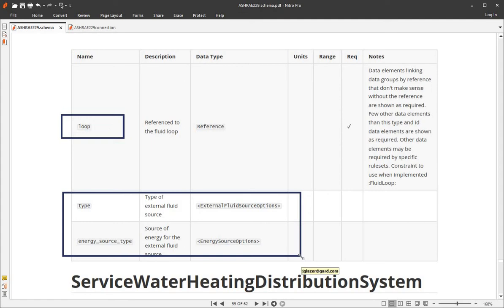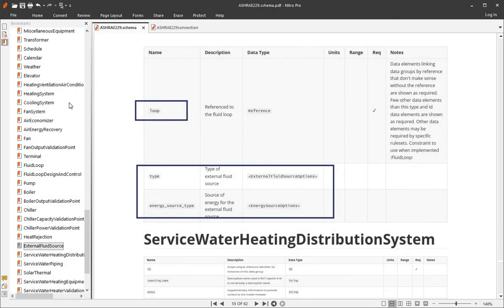Essentially, external fluid source is just a fancy way of saying this is a district system. So this would be very common in a campus situation or perhaps a downtown power generation system where they might have a steam loop that's available to other downtown buildings. So let's take a look at those two enumerations that are involved here.